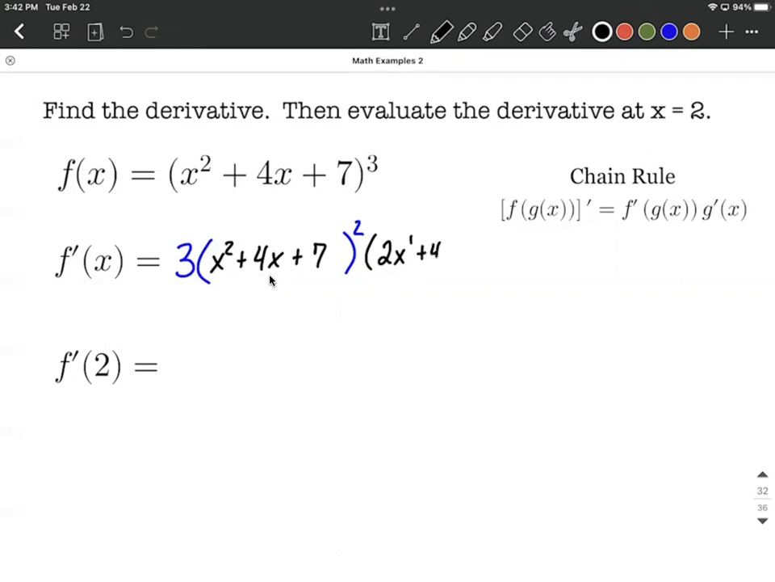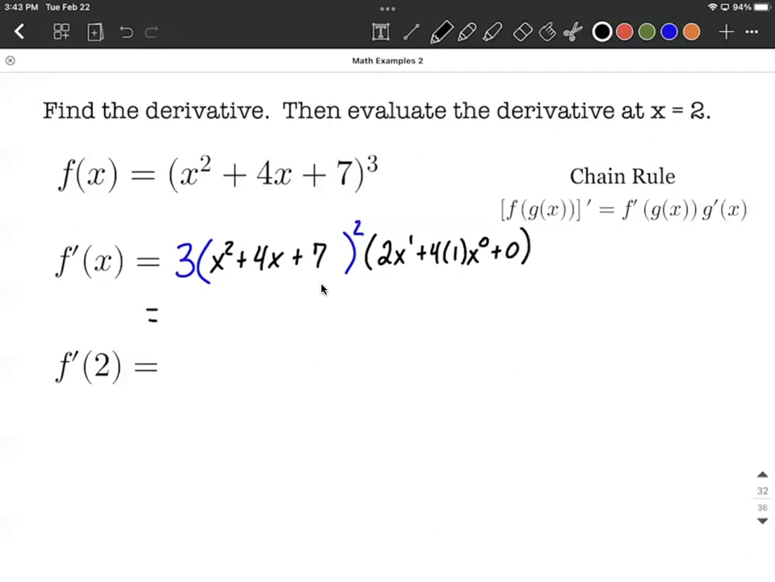Same idea here with the 4x. Bring along the 4. Bring the exponent down in front, and then reduce the exponent by 1. So 1 minus 1 is going to give us a 0 for our new exponent. And then finally, we have this plus 7. Well, that's a constant. Constants always have a derivative of 0.